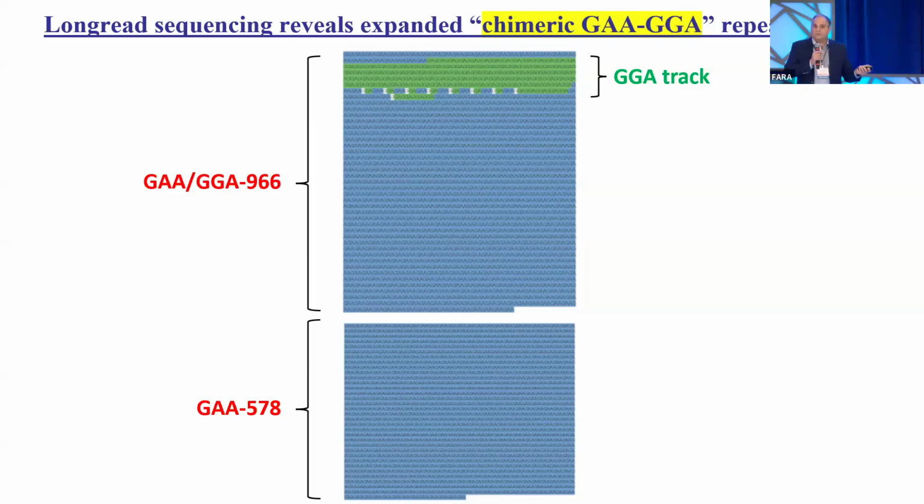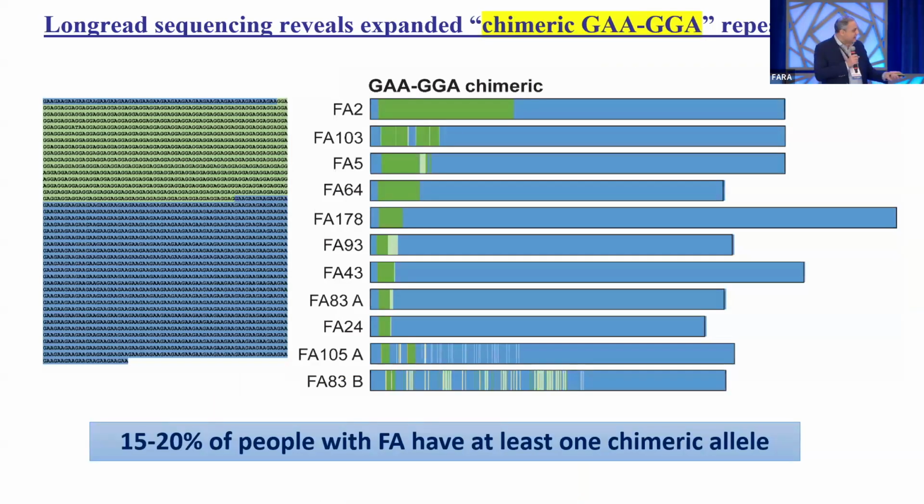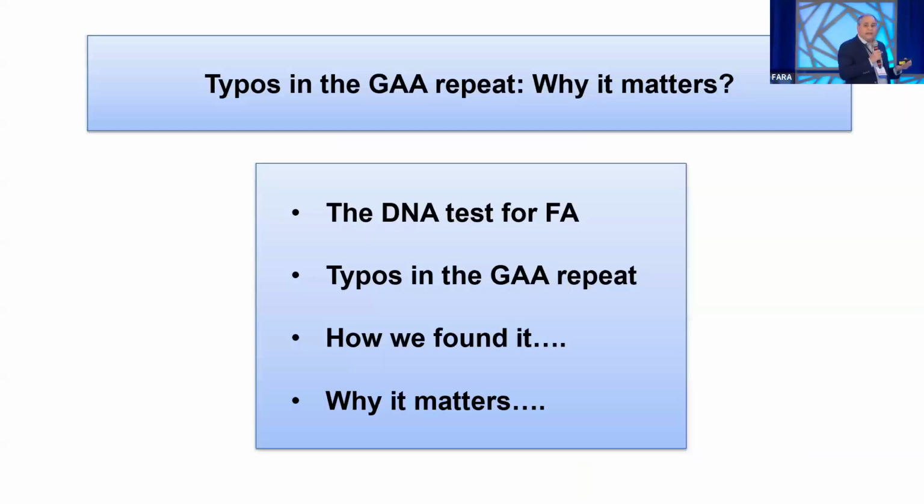The point is, we now have seen this sequence. Now I'm calling these typos for this meeting, but actually we've given it a technical name. We're calling it a chimeric GAA-GGA sequence. And we've actually found many people who have this now. 15 to 20% of people with FA have at least one of these sequences that have a typo in them, okay? Okay, now, the main question is, why should we care about this, right? Why does it matter? And to get to why it matters, I just want to show you how we discovered this first, and you'll see why it matters better when you start to see how we found these guys.